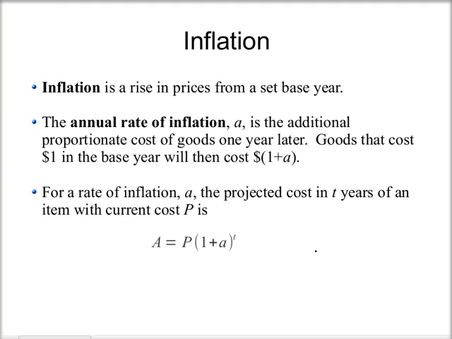So if I have a rate of inflation A, then I can figure out the projected cost in T years of an item with a current cost of P, and that's given by this formula here. Again, notice that this is very similar to the compound interest formula. I've just got an A here instead of an I. So let's look at an example of inflation.